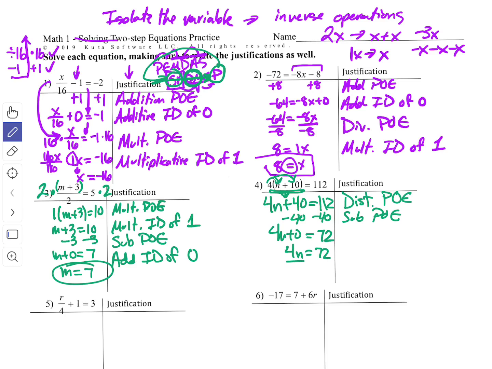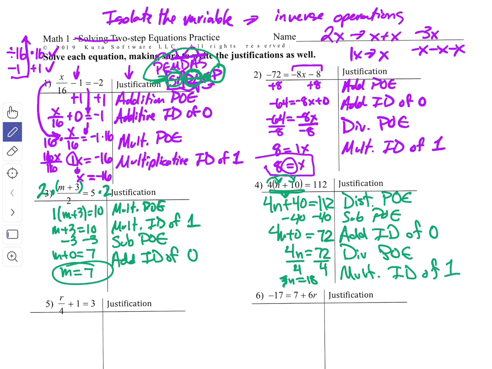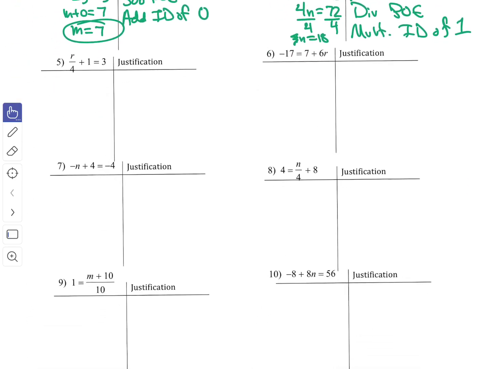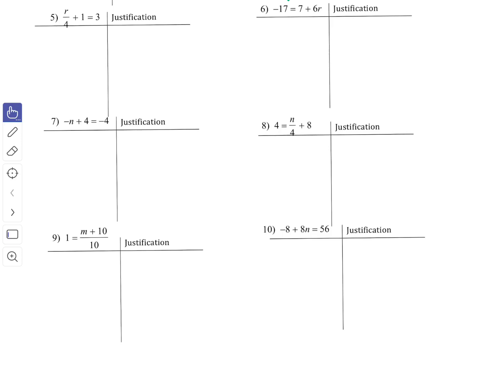Then we divide by 4, giving us again 1n equals 18, which we just dropped the 1, giving us n equals 18. So we use that additive identity of 0, then with the division property of equality, and finally the multiplicative identity of 1. Okay, so often there's more than one ways to do some of these problems, and that's great. Okay, so let's take a look at the next group.